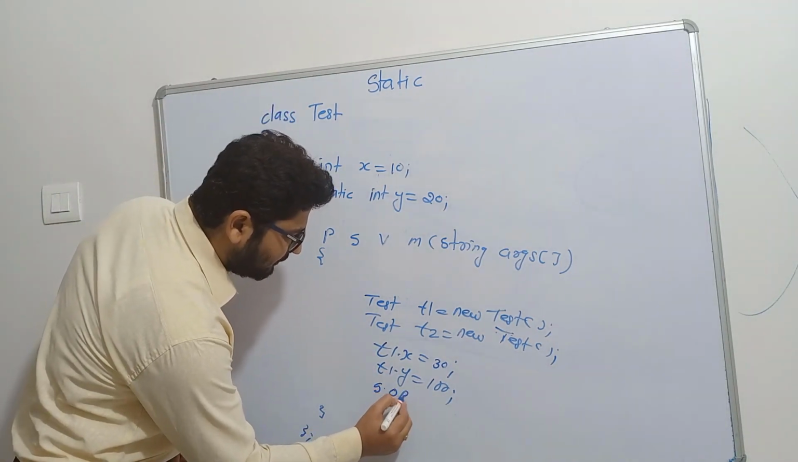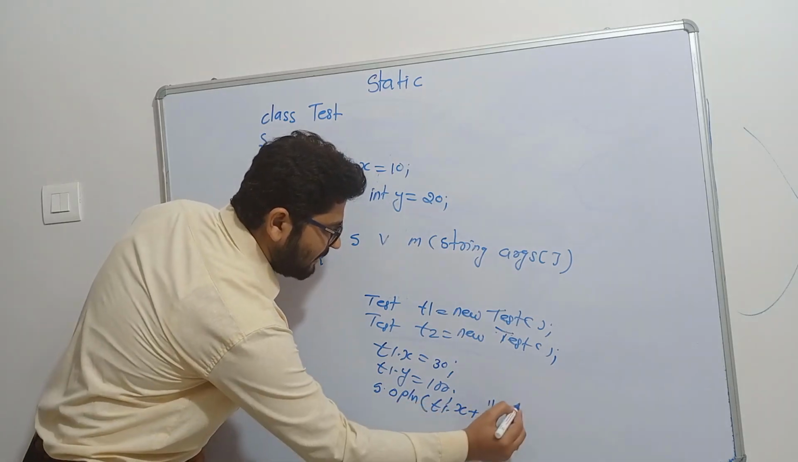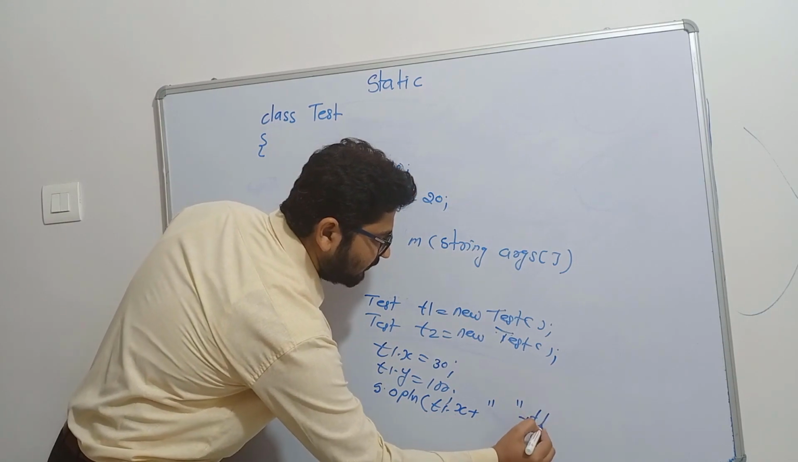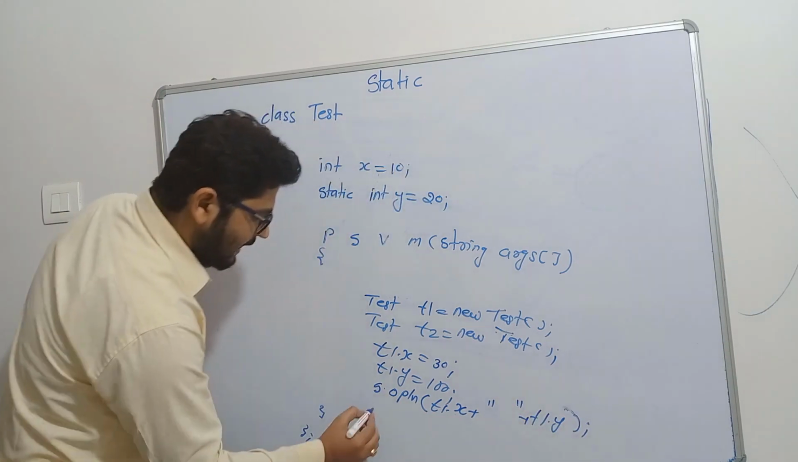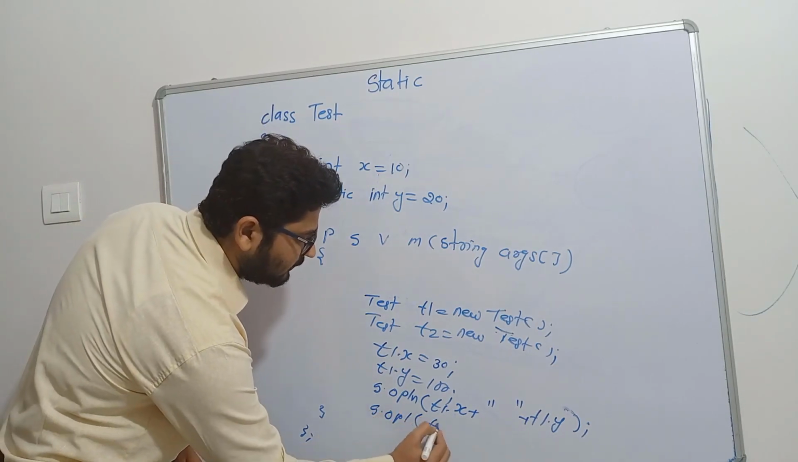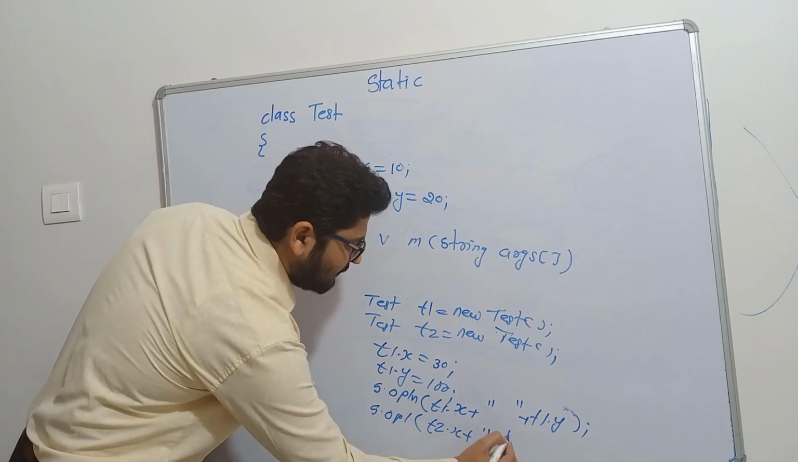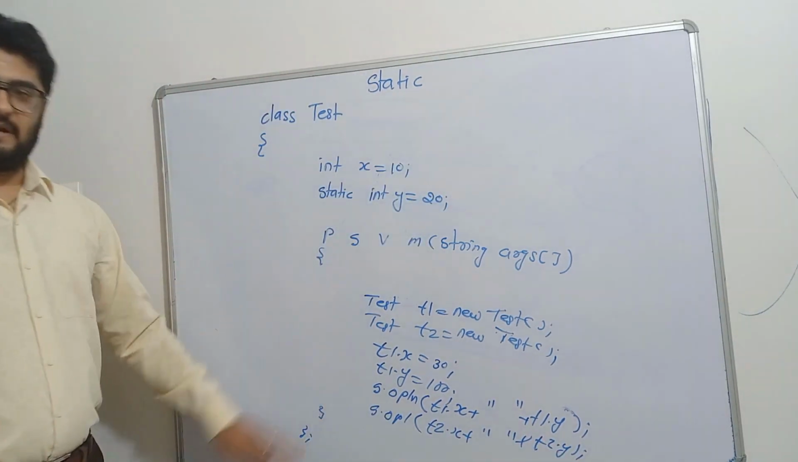So what I need to write? System.out.println(t1.x + " " + t1.y), I am giving space between these two, and System.out.println(t2.x + " " + t2.y), again giving space. So this is my complete program.